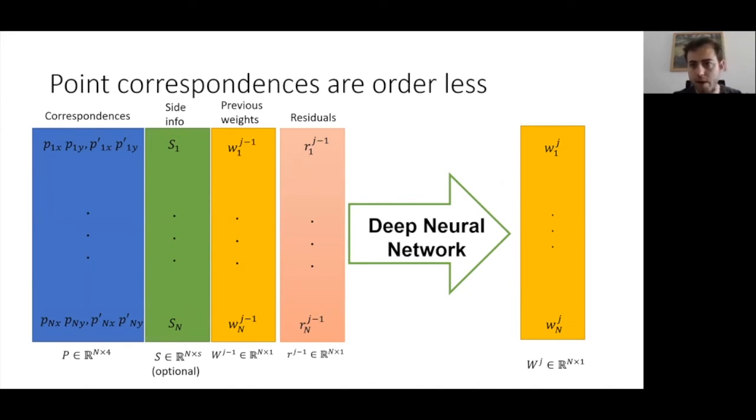In this problem, the order is meaningless. The order of the points is just arbitrary. It doesn't mean anything, not like an image where you have a real order of the pixels. Now it's just selected randomly. So it's important to make the network also order equivariant. What does it mean? If, for example, I do some permutation to the inputs, like I change the n-th correspondence to be the first and the first correspondence to be the last, what should I expect from the output weights?